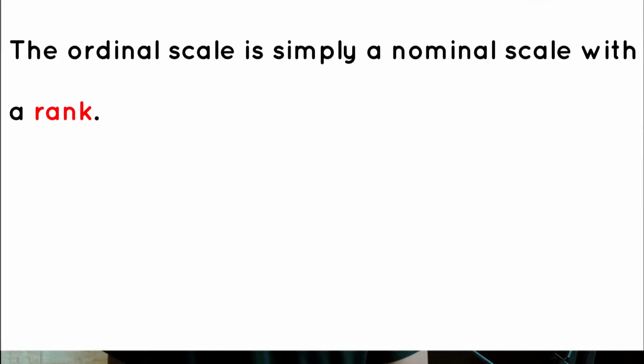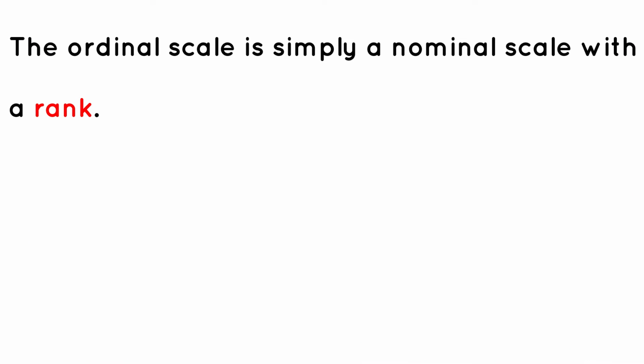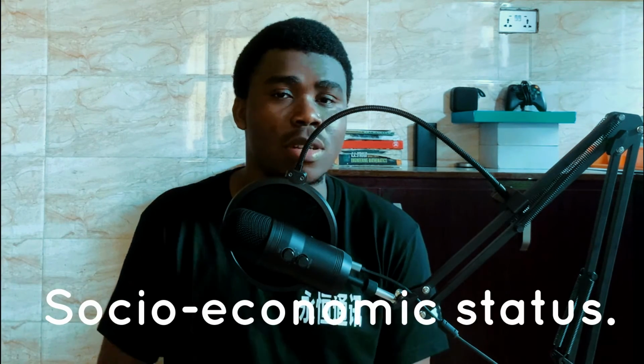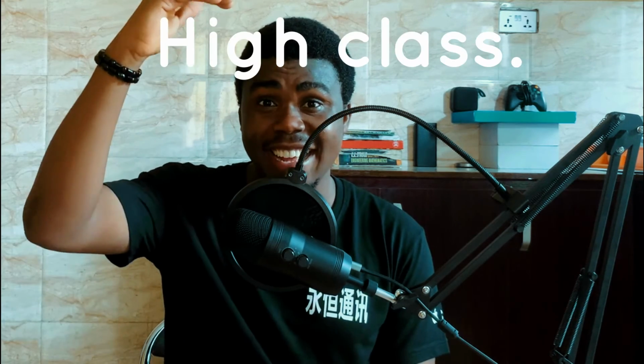The second level of measurement that we have is the ordinal scale, and the ordinal scale is actually a nominal scale that has ranking attached to it. So we can say that an ordinal scale is this scale of measurement that is used in labeling or grouping, and it's also used in ranking our data set. Examples of ordinal scale include the socioeconomic status, that is the low class, the high class, or the middle class.